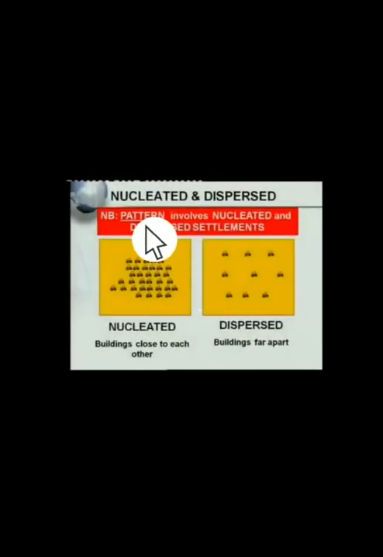Now what do you mean by nucleated and what do you mean by dispersed? Nucleated are buildings which are very close to each other, where there are clusters this way. There are people who are staying very close to each other.